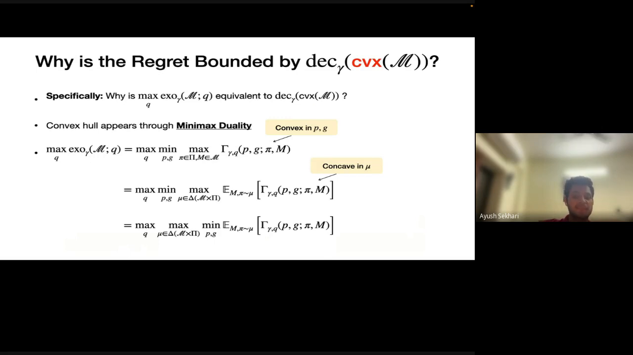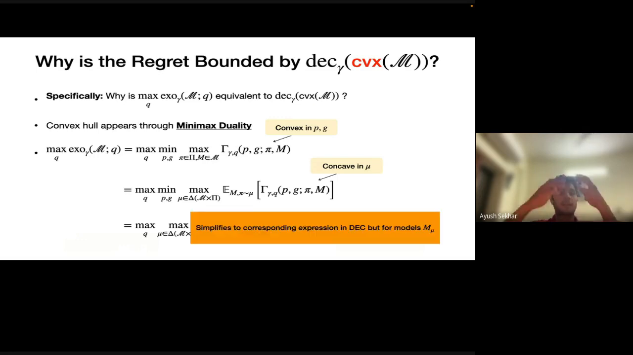And essentially what happens is after doing the swap, this entire min over P, G and so on, like all the terms following min P, G, they essentially simplify to a DEC term. But because of this min-max swap and the fact that we had to look at joint distributions over M and pi, now we have to suffer from the fact that we have to look at models that are mixture models over the model class, and that's why a convex hull appears in the upper bound.